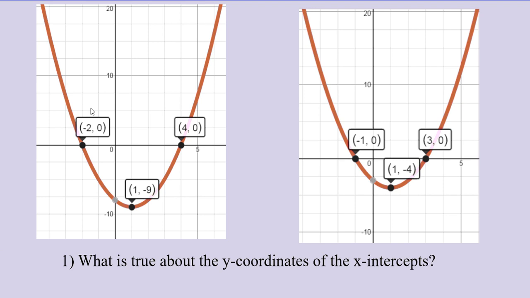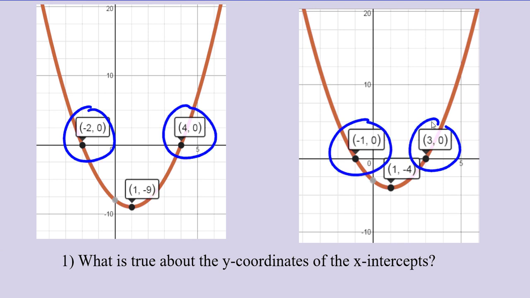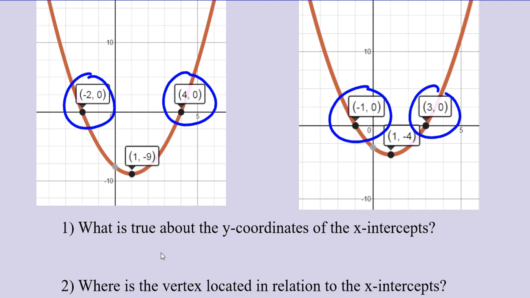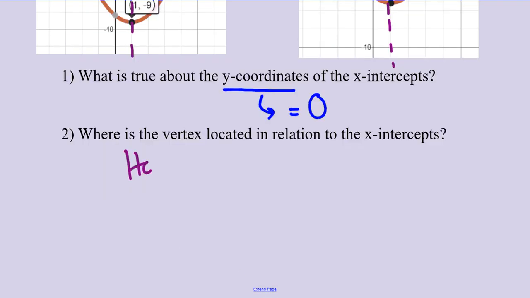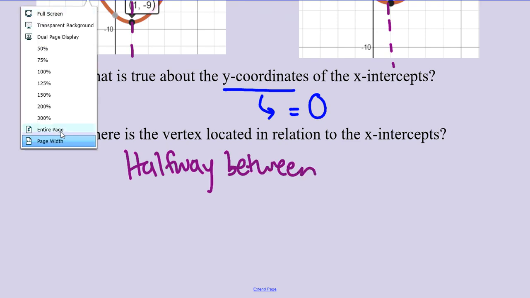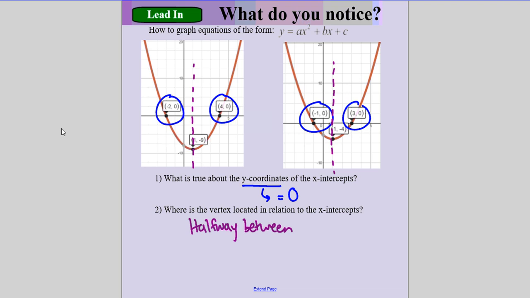I want to first find the x-intercepts, shown right here. The x-intercepts are always going to be the points that have a y-coordinate equal to 0. And then where is the vertex always located? The vertex is always located halfway between your x-intercepts. So halfway between. We used this picture last chapter to guide us in our work, so we're going to use it again.